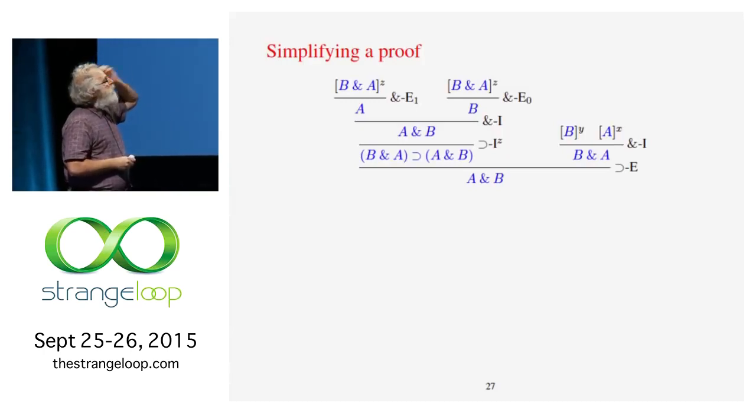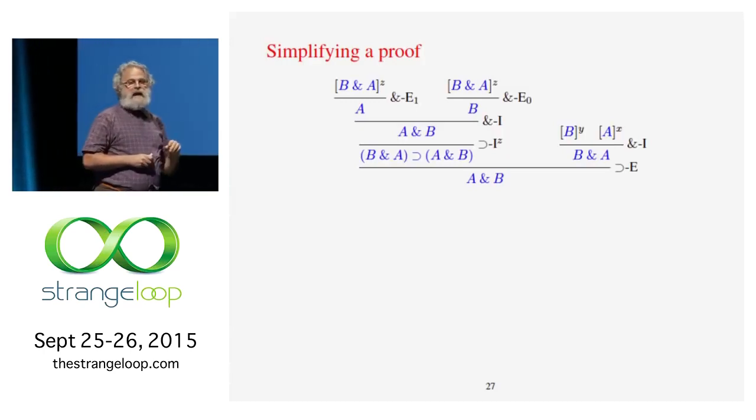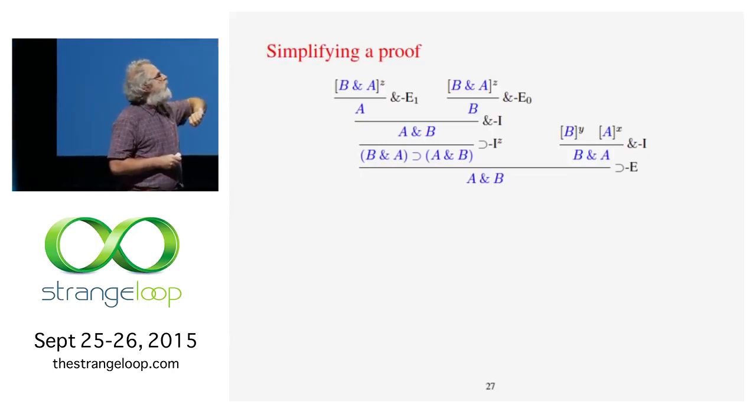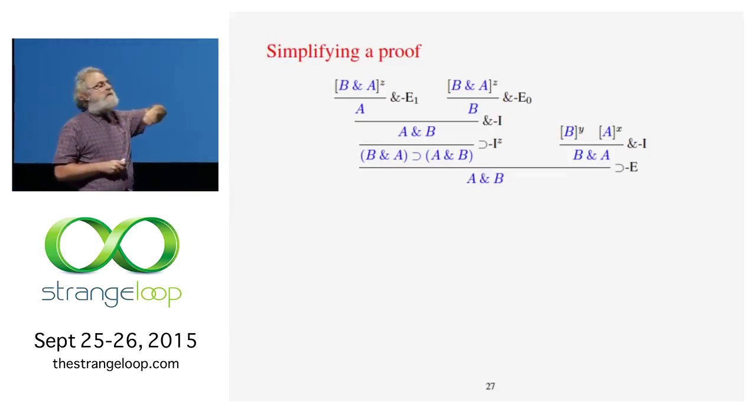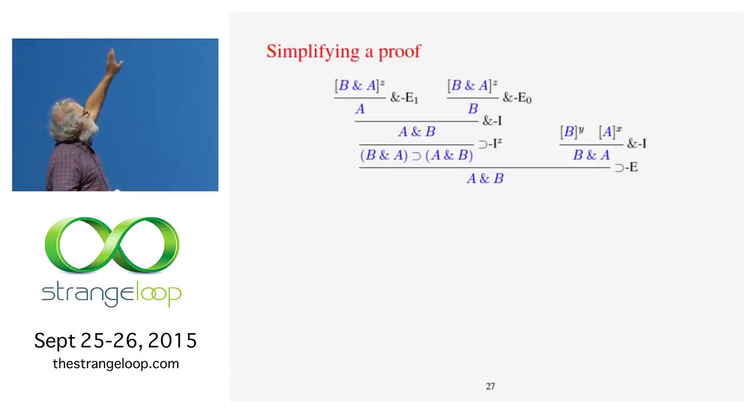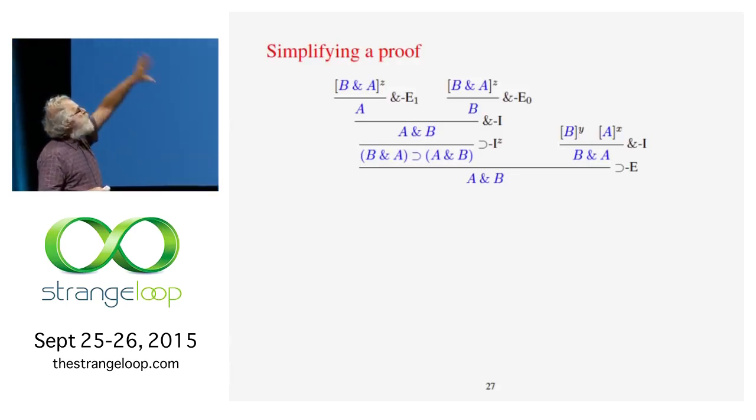Here's a roundabout way of proving A and B. So let's say that somewhere I've got a proof of B and A. But we've just proved, right, that B and A implies A and B. So by modus ponens, I can conclude A and B. So we've got a roundabout proof.